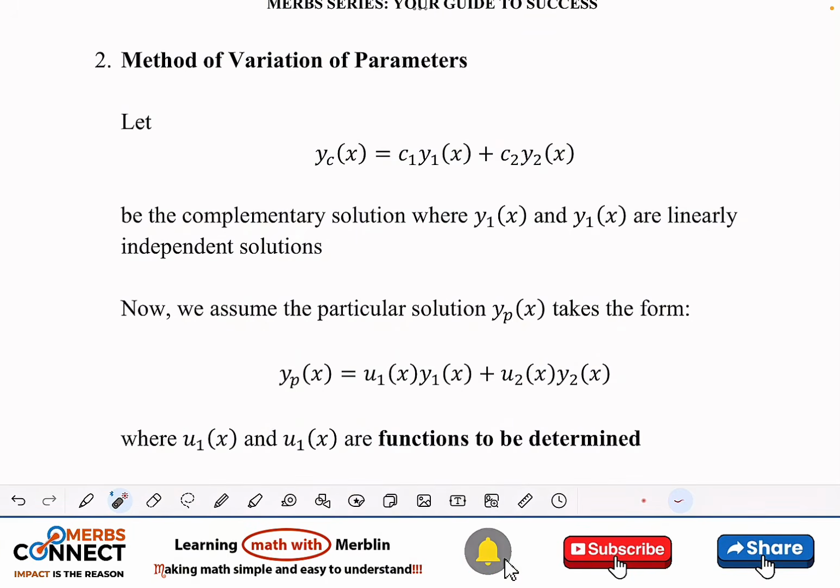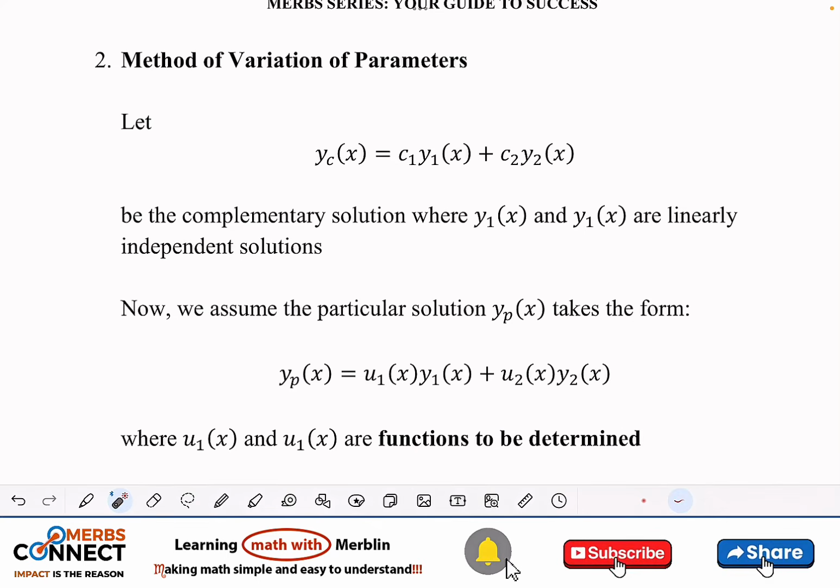I mean, when you pick the Wronskian, it's not equal to 0. You understand the terms that I'm talking about. So this is independent. If that is so, then we can use the method of variation of parameters. What are we going to do?